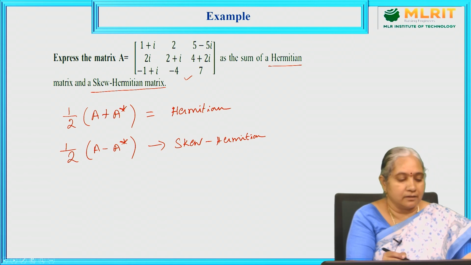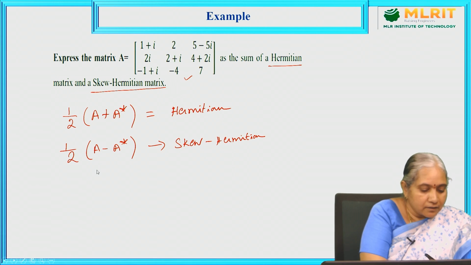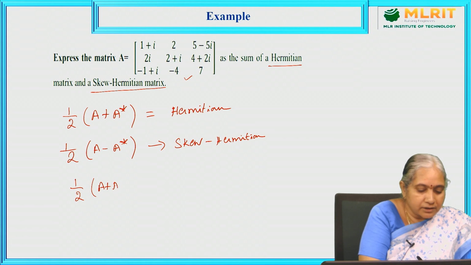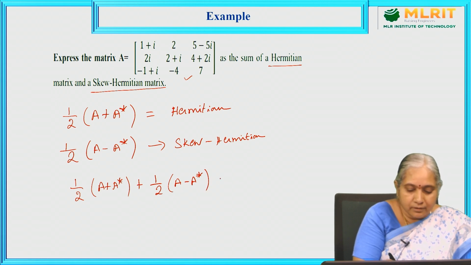So this is an exercise for you. Find the Hermitian matrix 1/2 into A plus A star and also find 1/2 into A minus A star. After that, sum these two matrices: 1/2 into A plus A star plus 1/2 into A minus A star. Then we will get the matrix A.